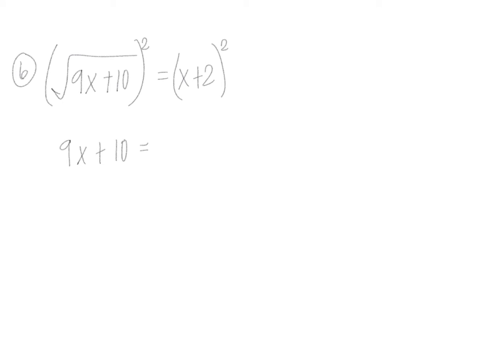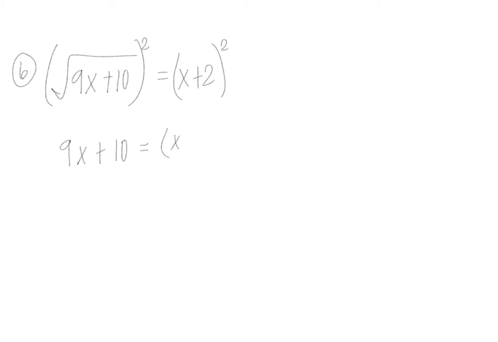Now, it's not simply x squared plus 4. You're not squaring the x and squaring the 2. You're squaring x plus 2. And so when you square something, that means to multiply it by itself. Think about 9 squared, for instance. 9 squared is 81 because 9 times 9 is 81.